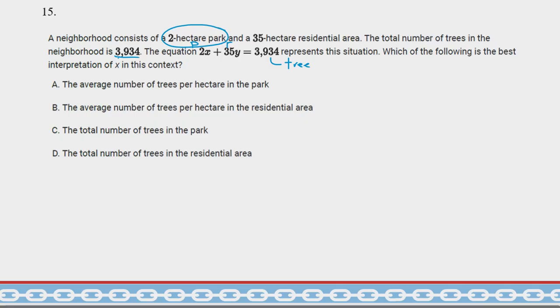The average number of trees per hectare in the park, the average number of trees per hectare in the residential area has nothing to do with the residential area. Total number of trees in the park, total number of trees in the residential area. So we've eliminated B and D because they do not reference the park at all. Total number of trees in the park, looking at C, well, that doesn't make sense because there's no reason to multiply it by 2, right? So it would have to be A, the average number of trees per hectare in the park.